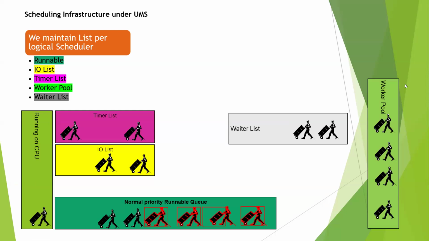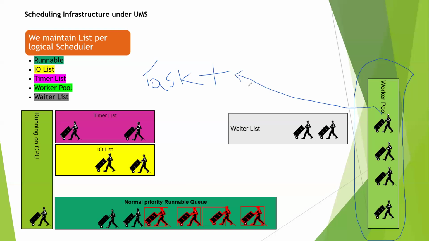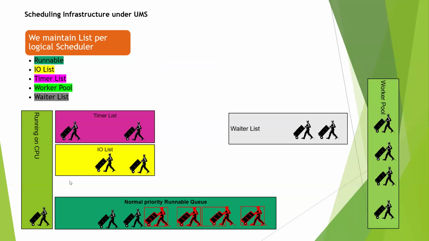Here you see there is another pool of workers. Whenever a task is created, this task should be assigned to a worker. That worker will be assigned from the available worker pool. So this is how the worker pool threads will be assigned. This is how the scheduling works.